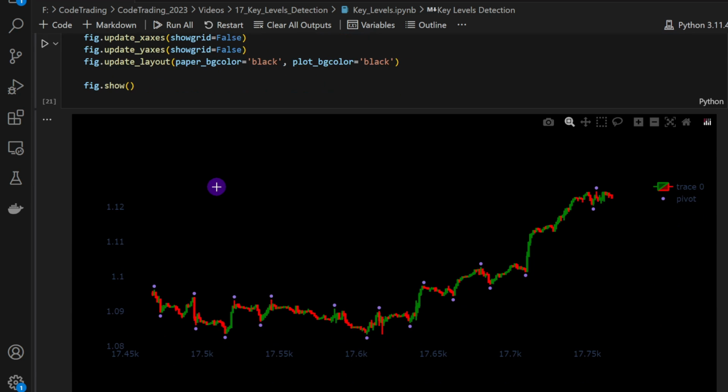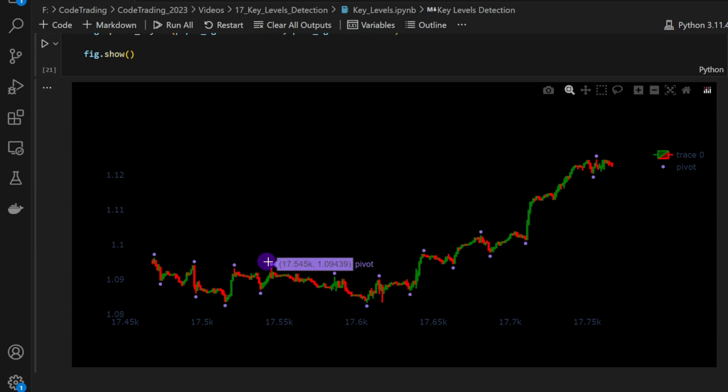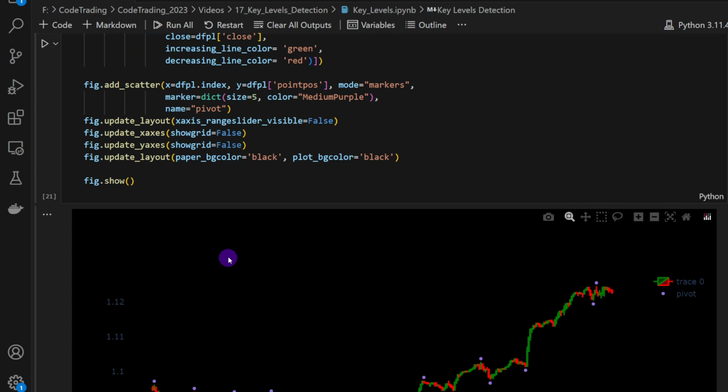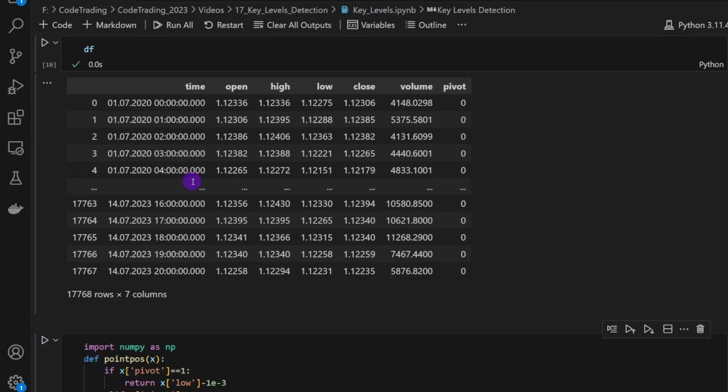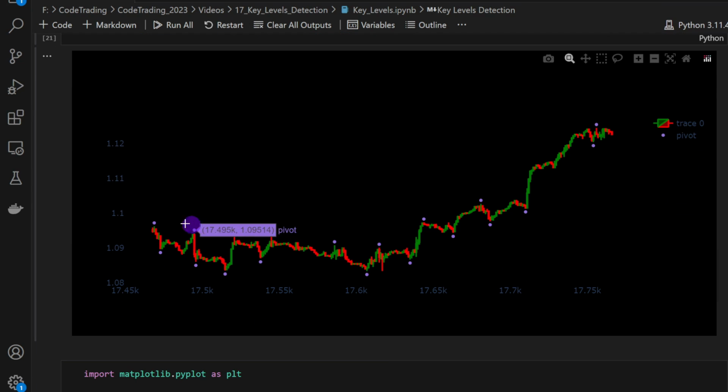So this is what we have. These are the pivot highs, as we can see. These are the pivot lows. We have points below the candles, and we can see that the algorithm that we wrote to identify and label these pivot candles is working properly, since we can verify this visually on this graph.